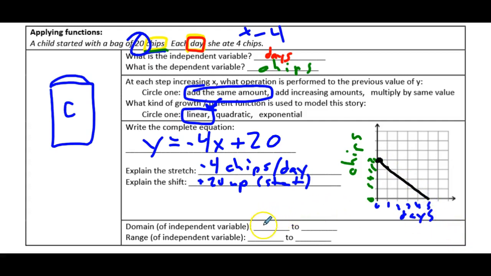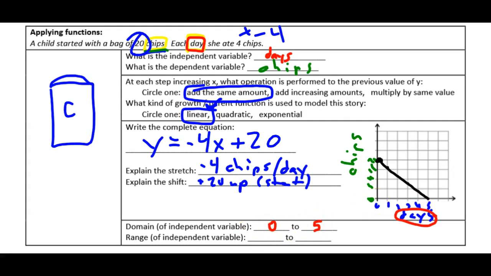Now, the domain down here, that's looking at the independent variable, the x. So of our days down here, what x values are possible? It looks like we start counting time at day 0, and the chips run out at day 5, so that's when we stop counting days. So from 0 to 5 is when we count. In some functions, we would say, oh, a linear function could go on forever in both directions, but in an applied problem, often we restrict the domain to the parts that make sense. So we're not going to have negative days, we're not going to have negative chips.